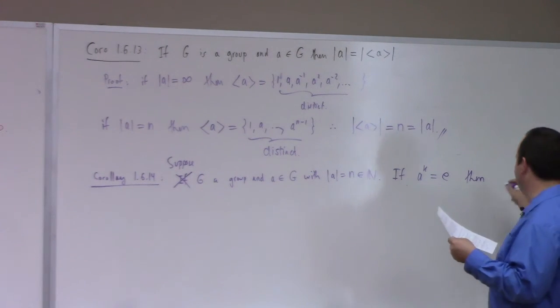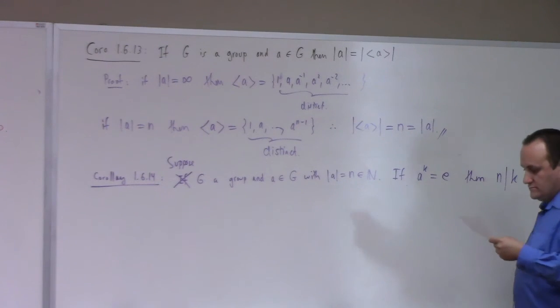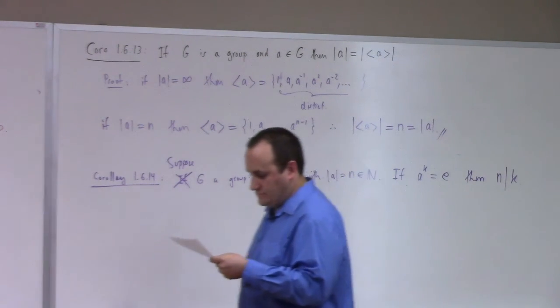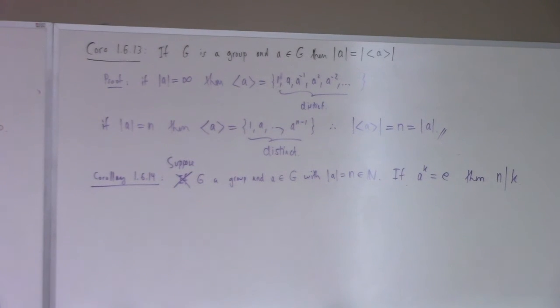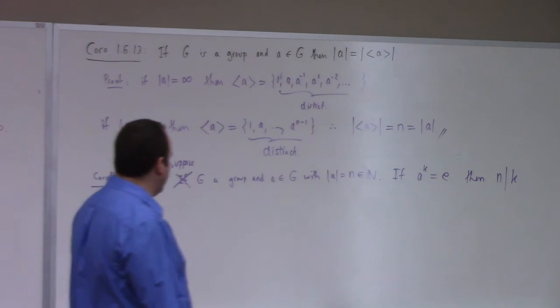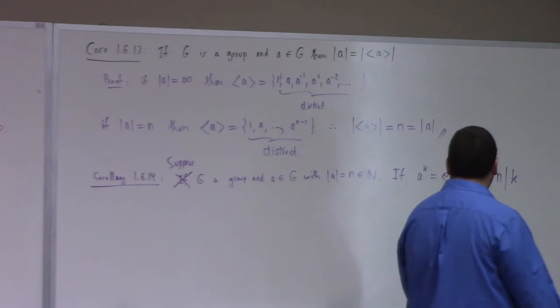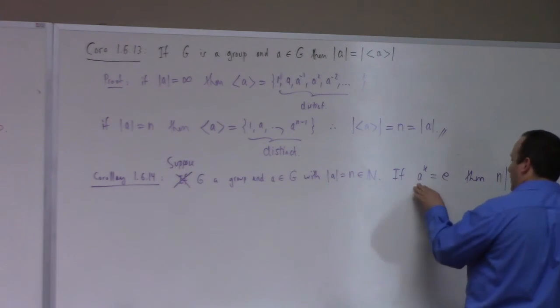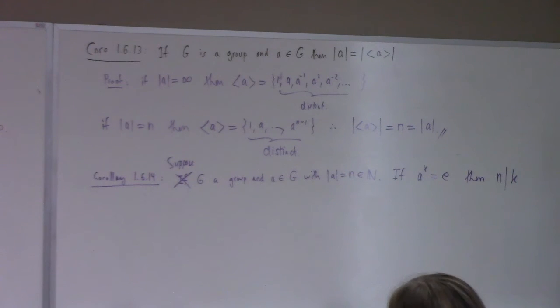A to the k equals e, then n divides k. So let's read this again. You've got a group. It's got an element of order n. If you can take that element and raise it to the power k and get back to the identity, it must be that n is a divisor of k. In other words, k has to be a multiple of n if this happens.